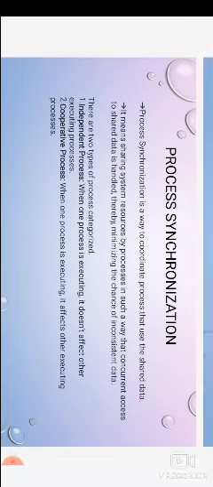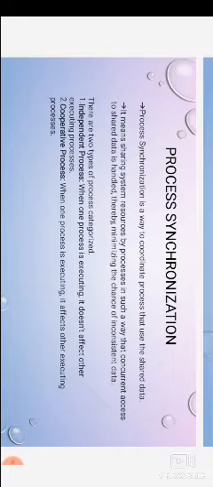Process synchronization. Process synchronization is a way to coordinate processes that use shared data. It means sharing system resources by processes in such a way that concurrent access to shared data is handled, thereby minimizing the chance of inconsistent data.